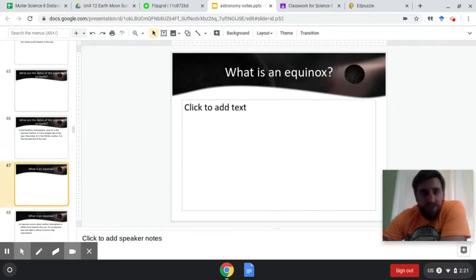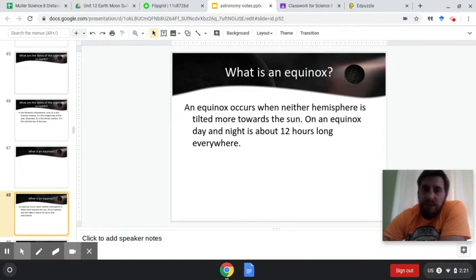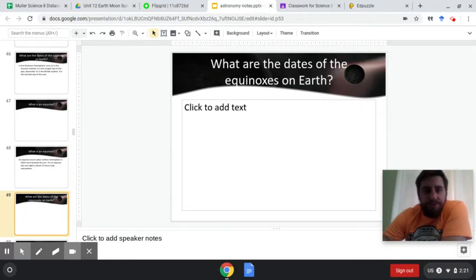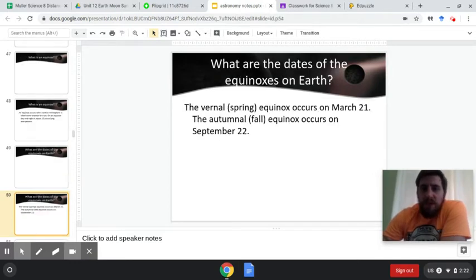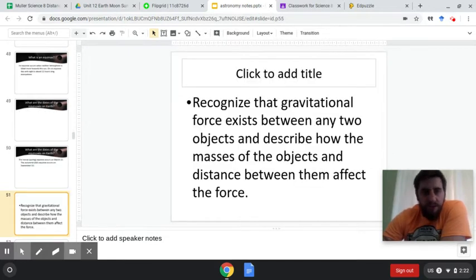It's their winter solstice. The other thing is equinoxes. Equi or equa means equal, so that's the word inside of equinox. An equinox occurs when neither hemisphere is tilted more towards the sun. On an equinox, day and night are about 12 hours everywhere. What are the dates? The vernal equinox, or the spring equinox, occurs on March 21st in the northern hemisphere, and the autumnal one, or the fall one, occurs on September 22nd in the northern hemisphere. It's the opposite for the southern hemisphere.